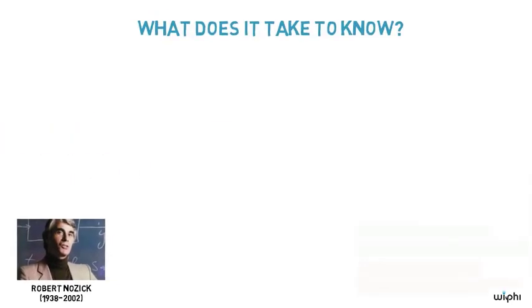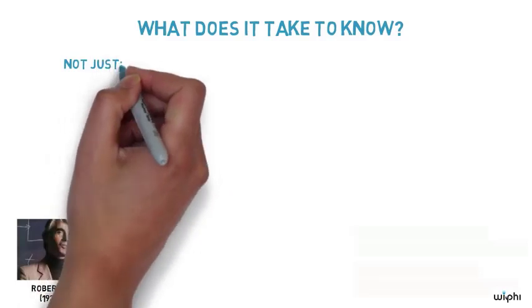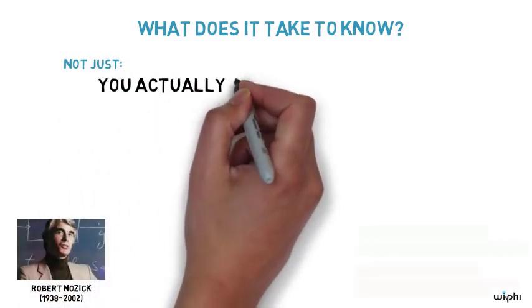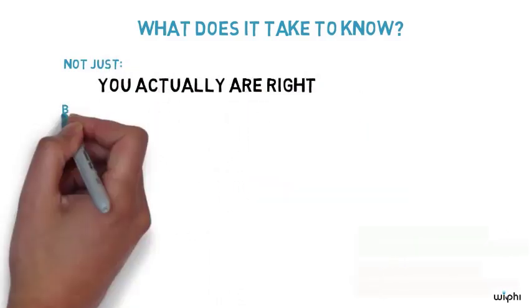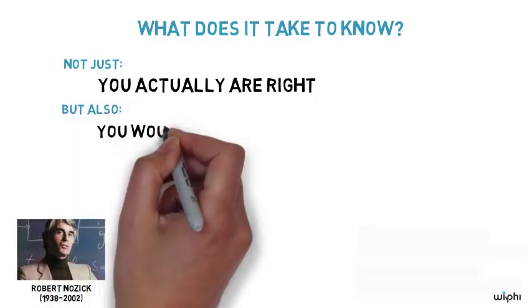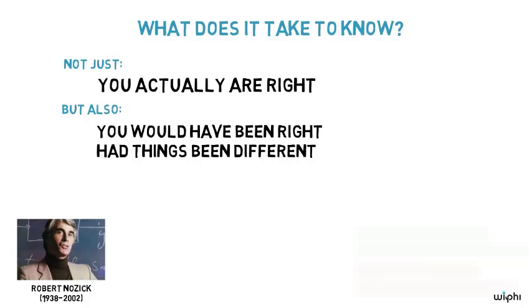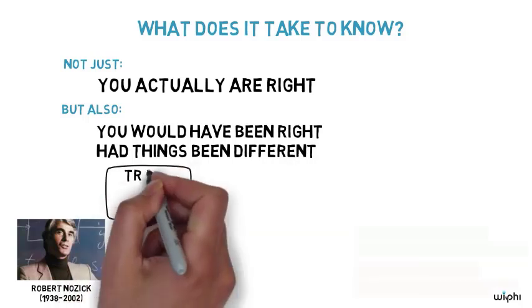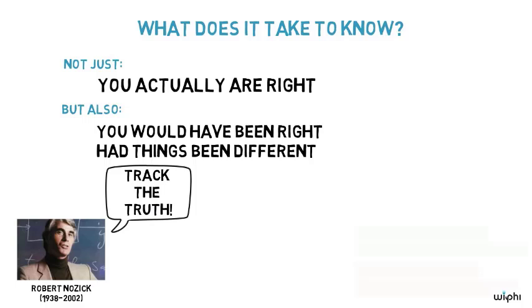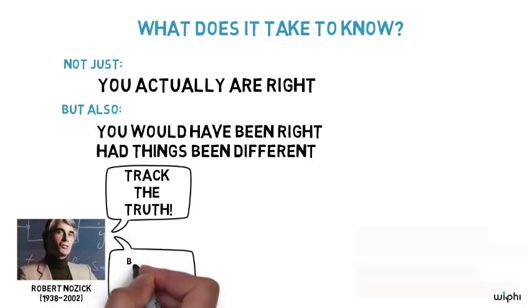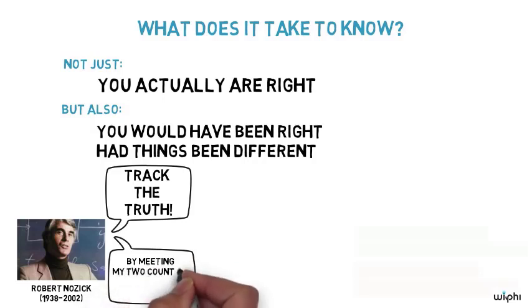The philosophical idea behind this example is that to know something, it's not enough that you're actually right about how things are. Knowers also would have been right if things had been different in various ways. As Nozick put it, knowers are able to track the truth in a variety of different situations. Nozick captured this idea with two counterfactual conditionals. Together, he thought, they specified the difference between knowing and merely having a true belief.